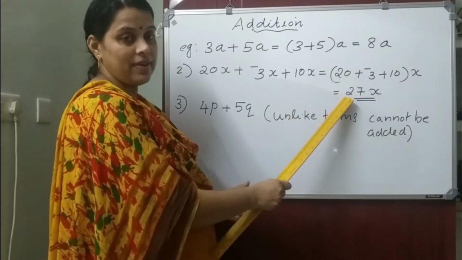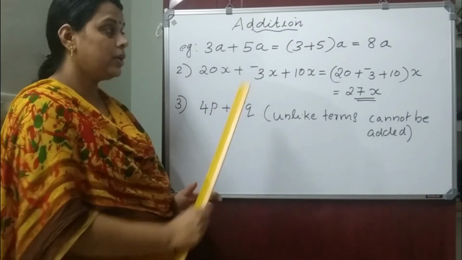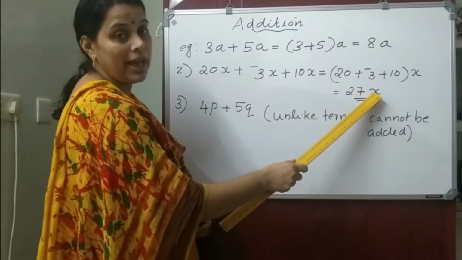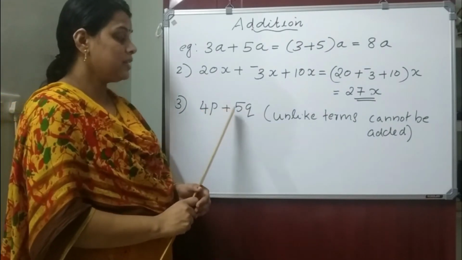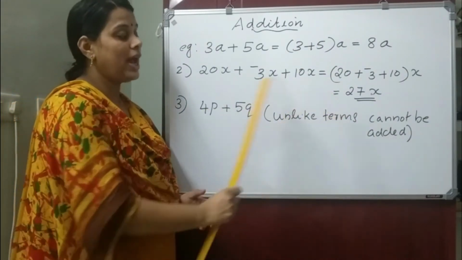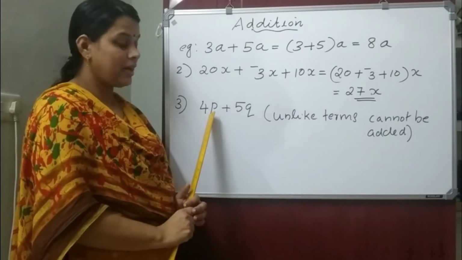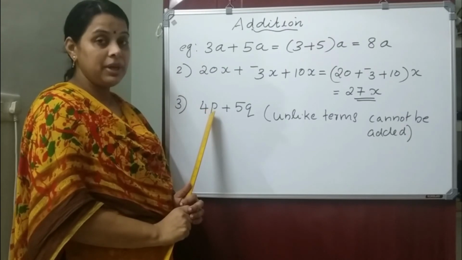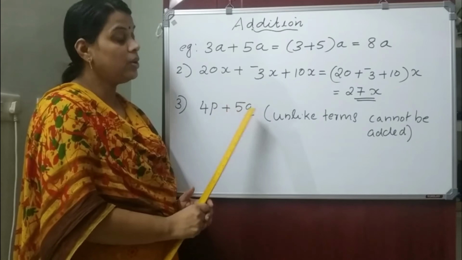That is 20 plus minus 3 plus 10, that is 27. 27x. Okay. Don't forget to put the variable x in the answer. Here, 4p plus 5q. We cannot add these terms because they are unlike terms. See, the algebraic factor is p here, here it's q. So the terms are unlike, we cannot add them.